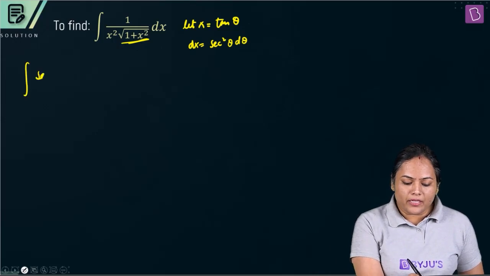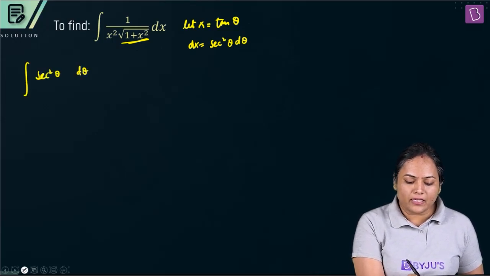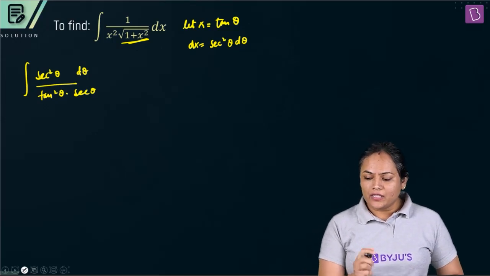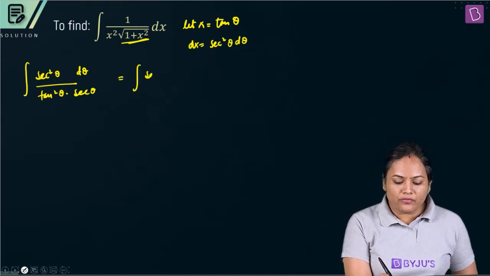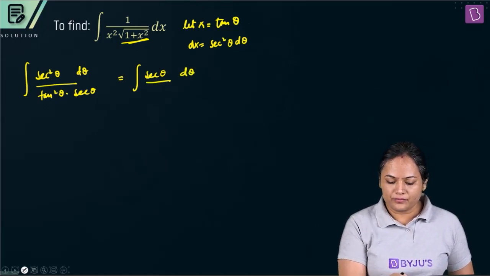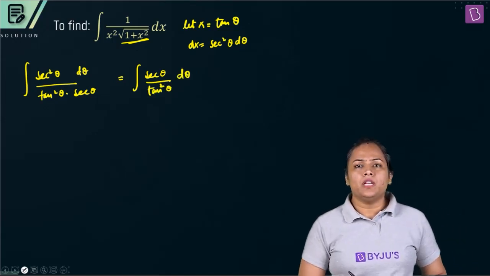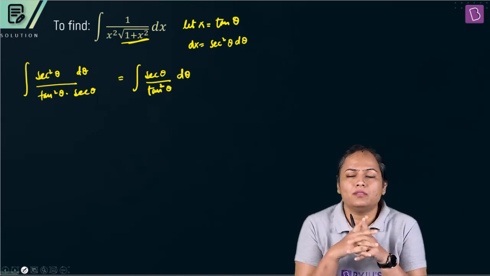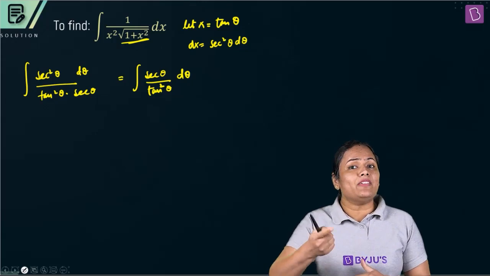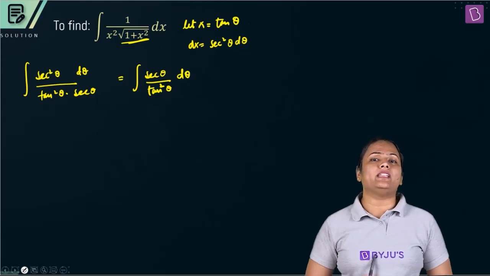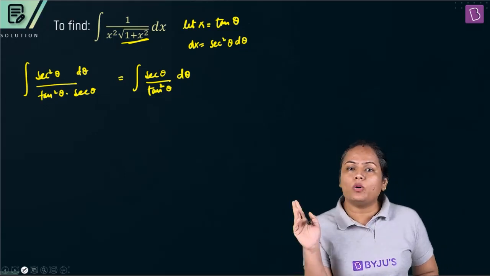So it's going to become the integral of sec square theta d theta divided by tan square theta multiplied by sec theta. Got it? So it's going to convert to the integral of sec theta divided by tan square theta d theta. Now, do I have a direct formula for this? Well, no. Because the tan theta derivative is sec square theta, but I have only sec theta over here, so that substitution is not going to work.